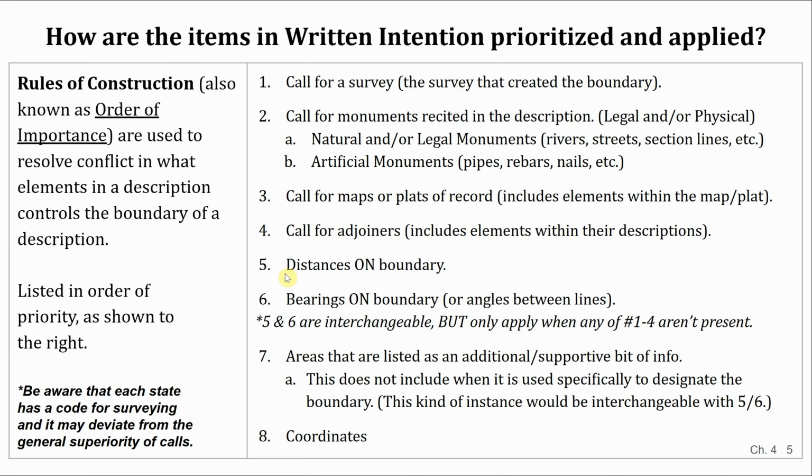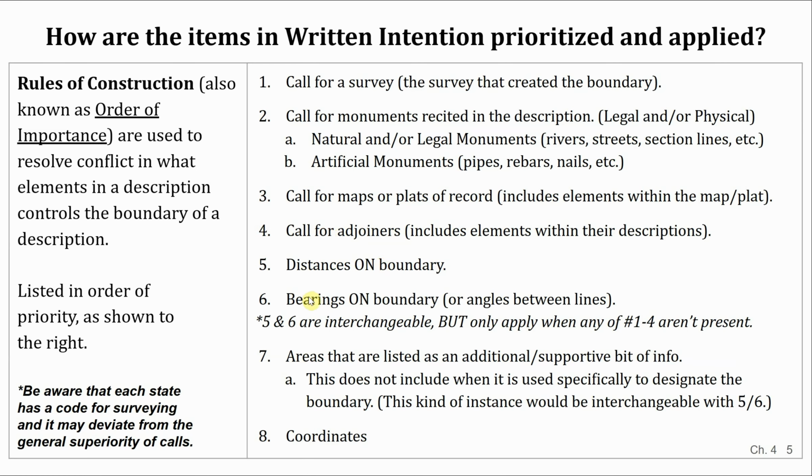The next item is number 6. It's bearings on boundary or angles between lines. So if none of the prior items in the list were called for or can be found, if a reference of direction can be determined from some other line, then bearings or angles between those lines and the one you're looking at can be used.